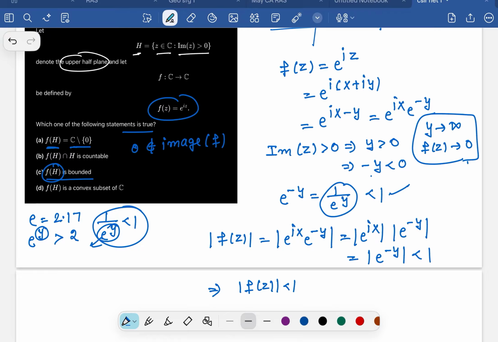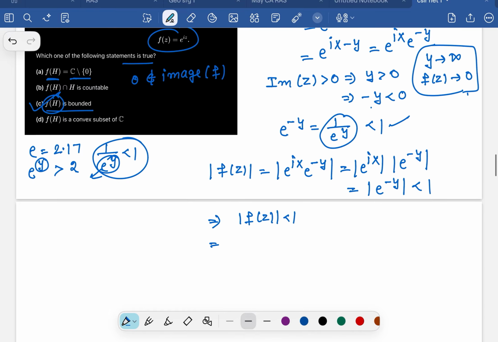And you can see these are MCQs, not MSQs. There is only a single answer. So C is the right answer. So it implies yes, f of H is bounded.